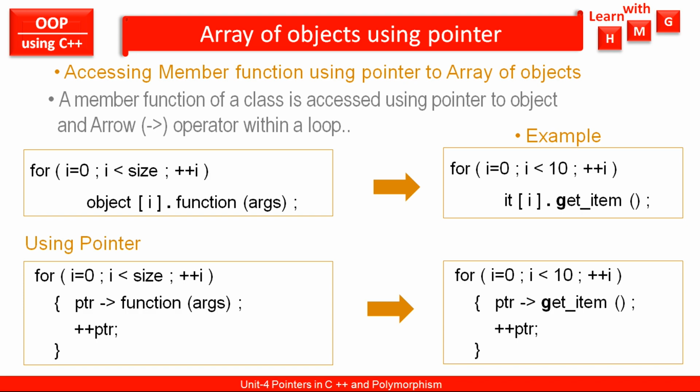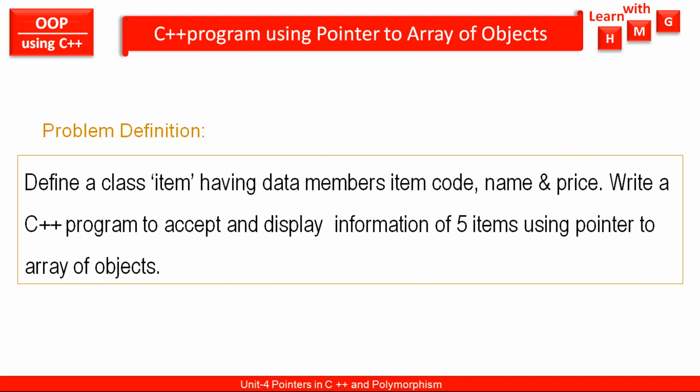Now let us see how to implement this in a C++ program. The main point to remember is that in a conventional array of objects we call the member function using the object name and the dot operator, and in a pointer to an array of objects we have to use the ptr arrow operator. That is the difference between the conventional array of objects and the array of objects using a pointer.